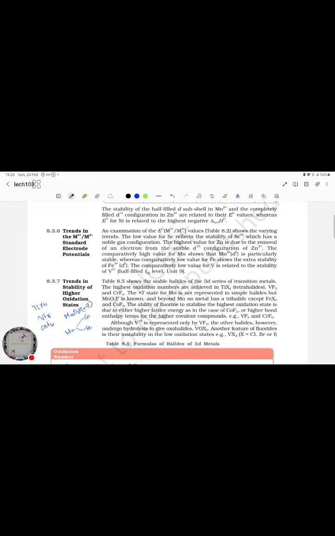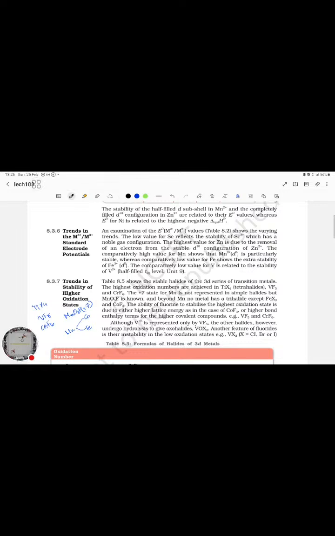The low value of scandium reflects that scandium 3+ has a noble gas configuration. So for a noble gas configuration, adding an electron, it doesn't matter, I think. The highest value for zinc is due to the removal of an electron from the stable d10 configuration. Okay, I think it's addition of an electron, right? The highest value for zinc is due to the removal of an electron from a stable d10 configuration.